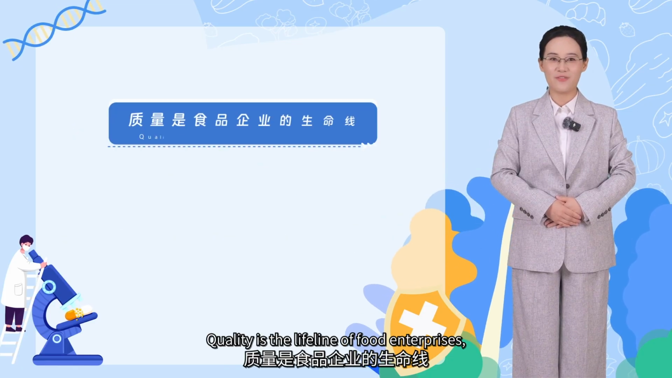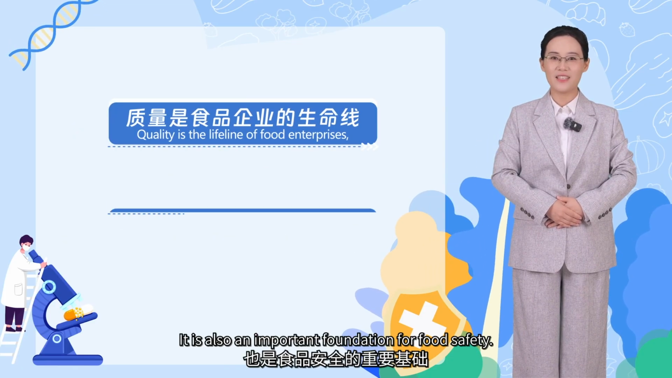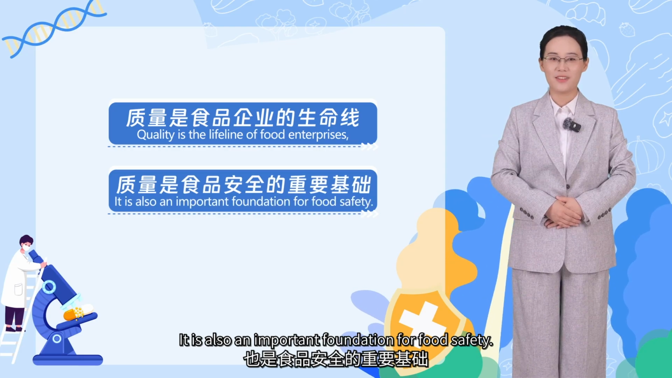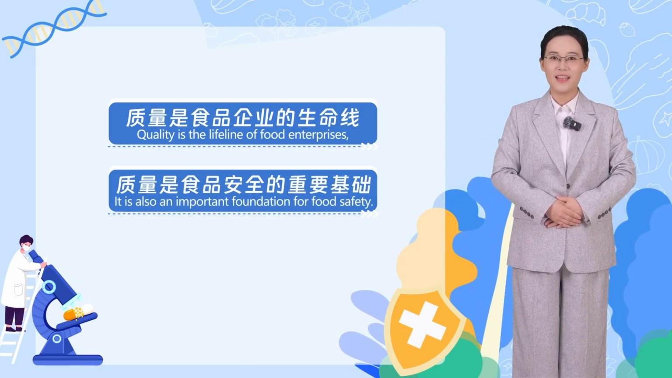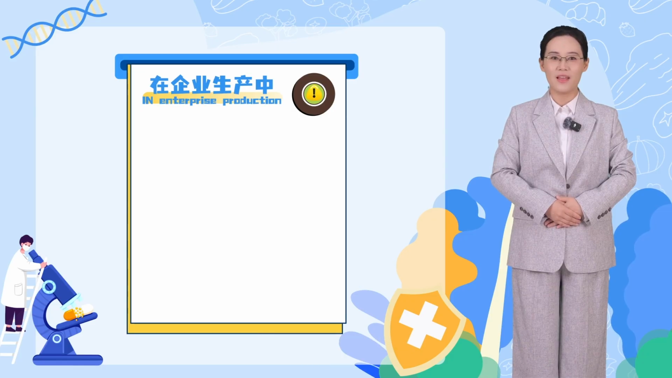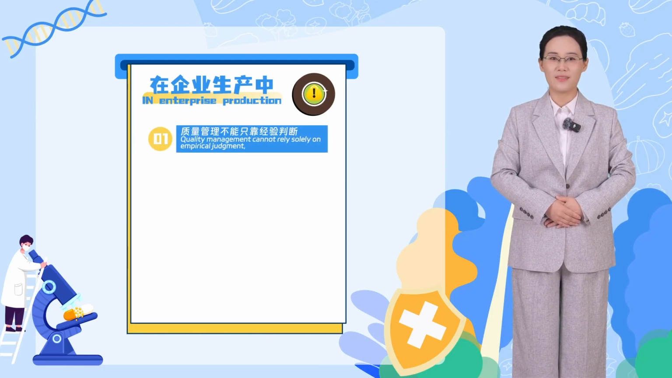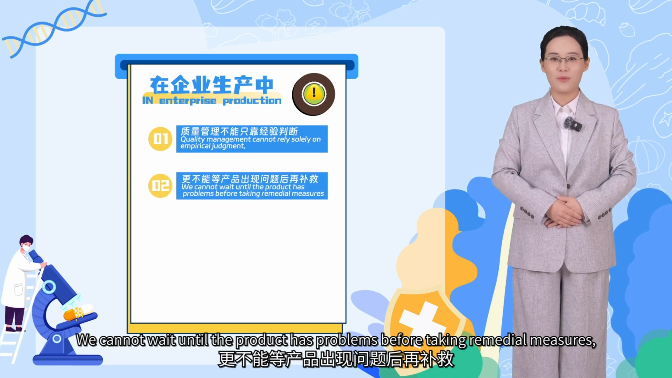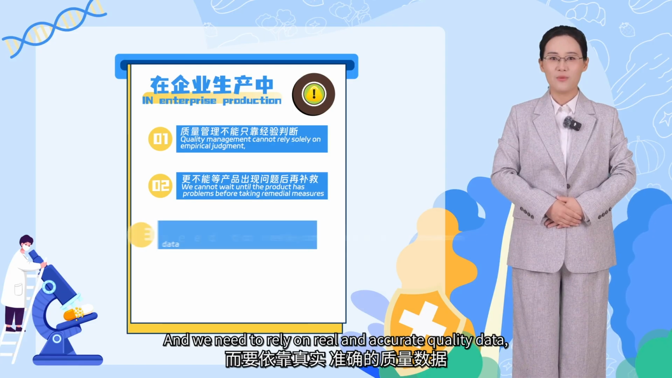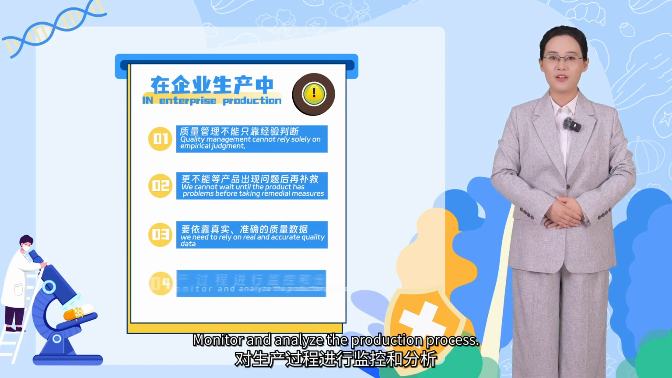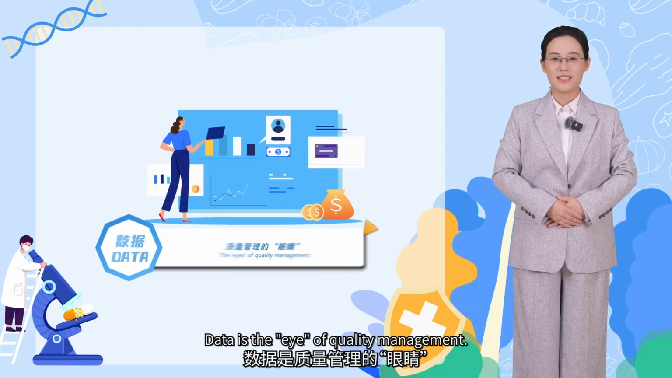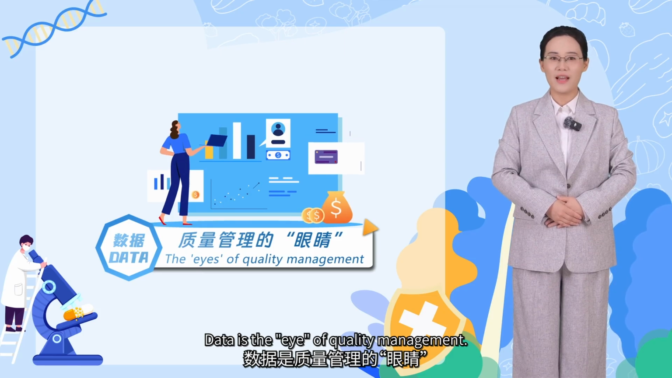Quality is the lifeline of food enterprises. It is also an important foundation for food safety. In enterprise production, quality management cannot rely solely on empirical judgment. We cannot wait until the product has problems before taking remedial measures. We need to rely on real and accurate quality data to monitor and analyze the production process. You could say, data is the eye of quality management.